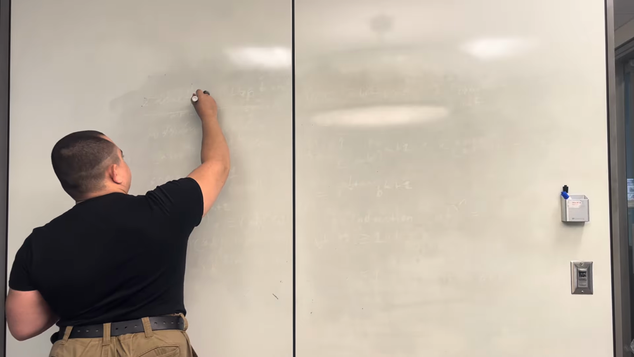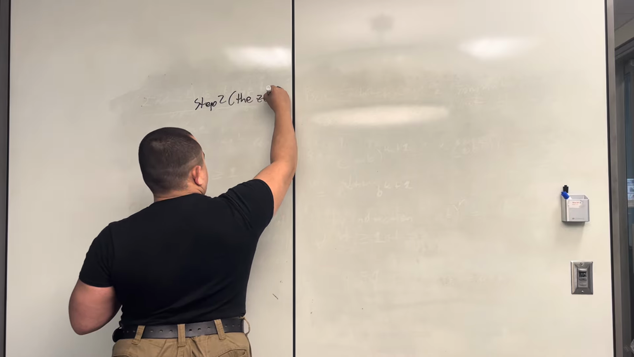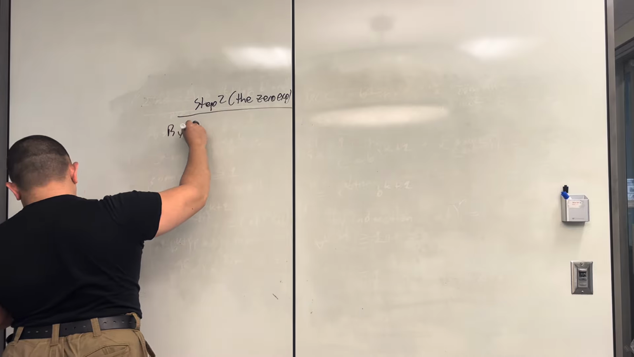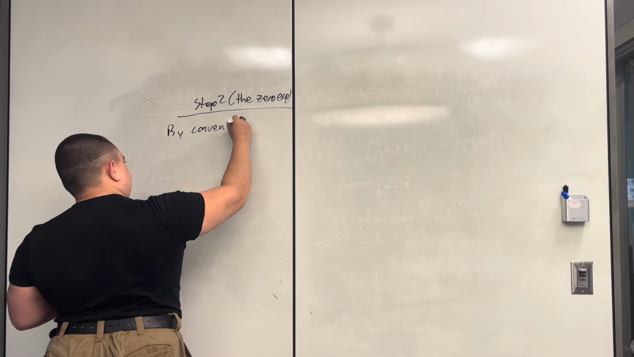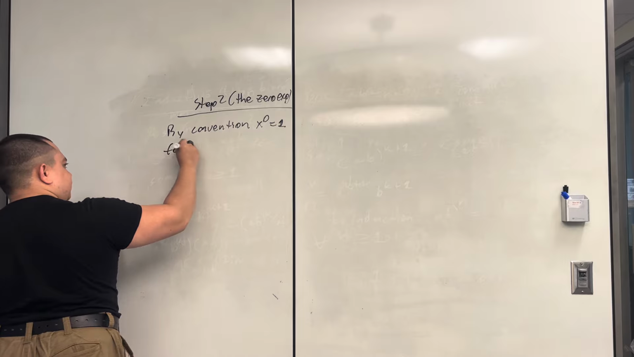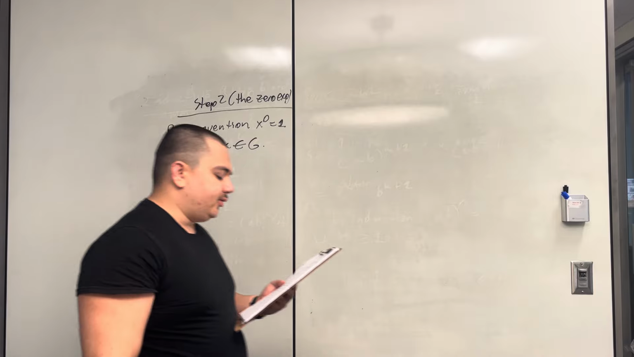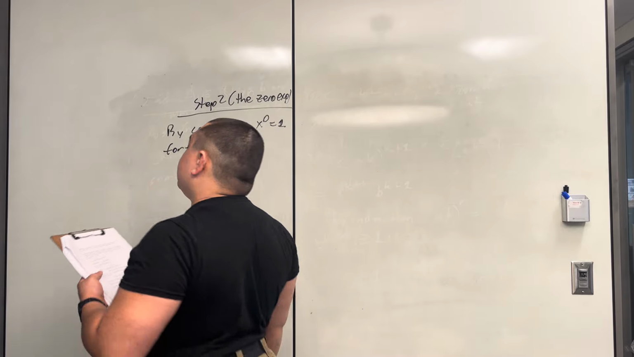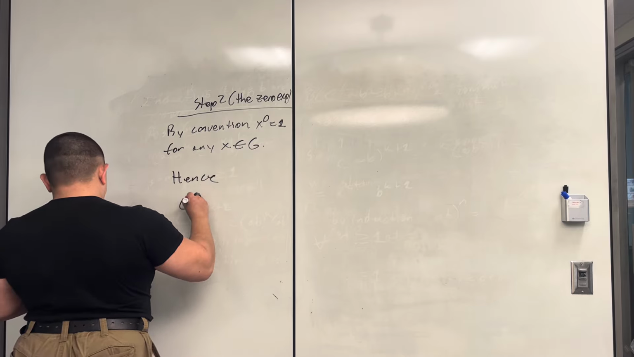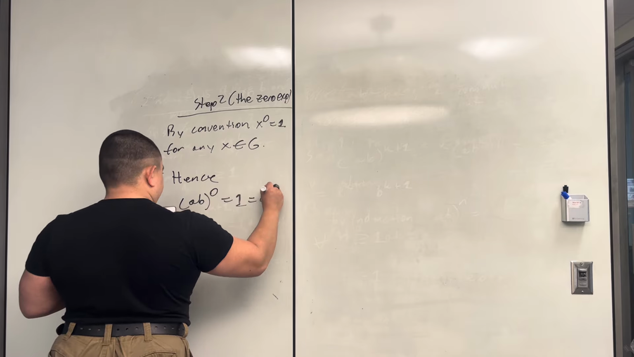So for step 2, the 0 exponent. By convention, x to the 0 is equal to 1 for any x within G. Hence, (AB) to the 0 is equal to 1, which is equal to A to the 0 times B to the 0.